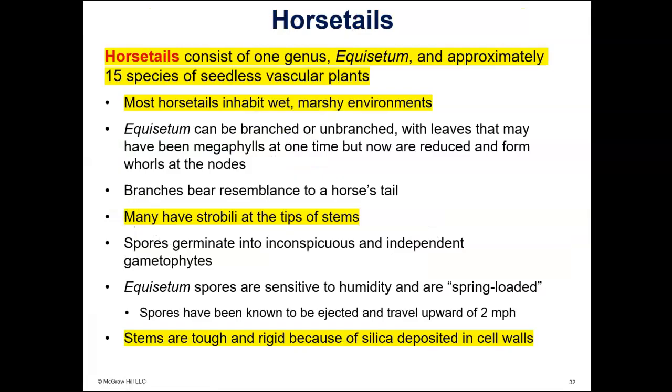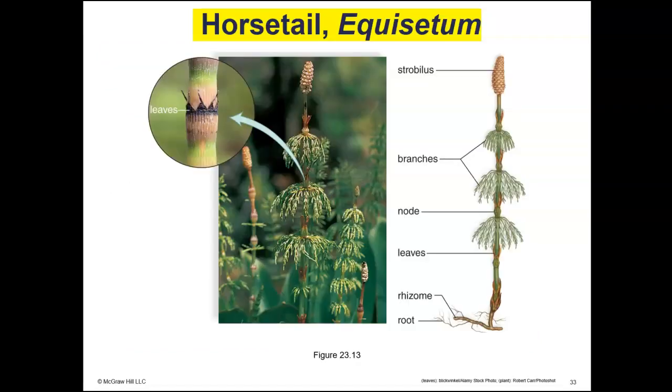Horsetails consist of one genus, Equisetum, and they are found in wet, marshy environments. Many horsetails have strobili, like the lycophytes, and the stems are tough and rigid because they have silica, or glass, deposits in their cell walls. So this is what a horsetail looks like.